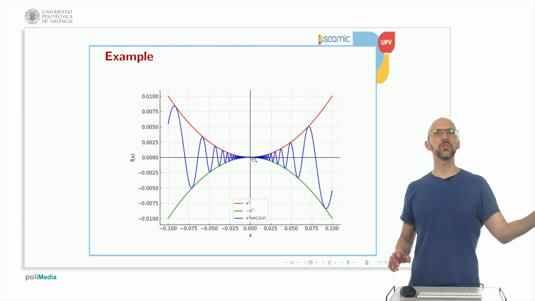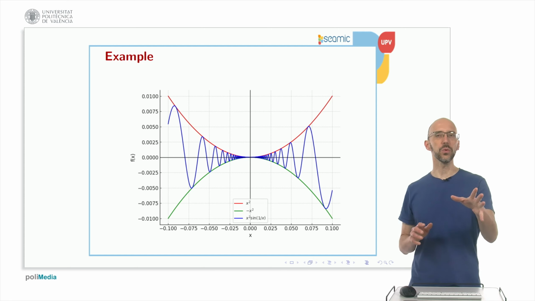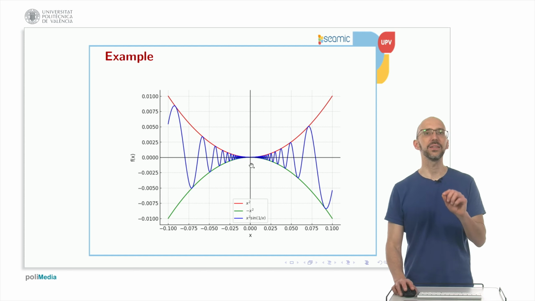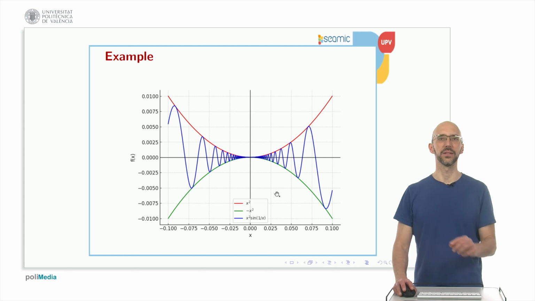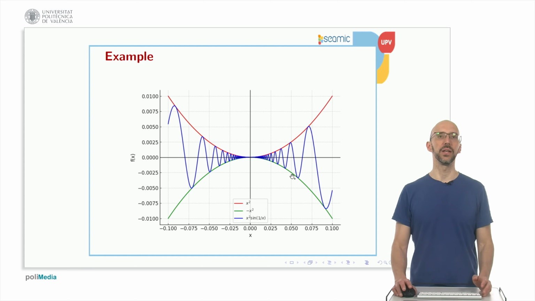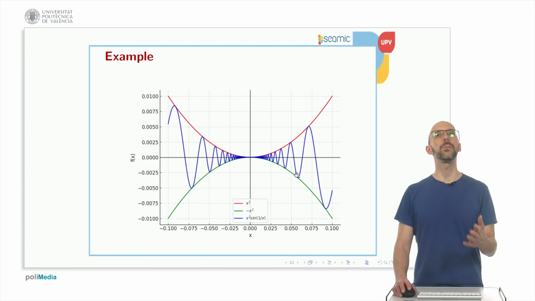Be careful, because the previous plot we showed you was only sine of 1 over x. In this case it's x squared times sine of 1 divided by x, the function we were trying to calculate the limit of. So guys, this is the key point of this method, the sandwich method.